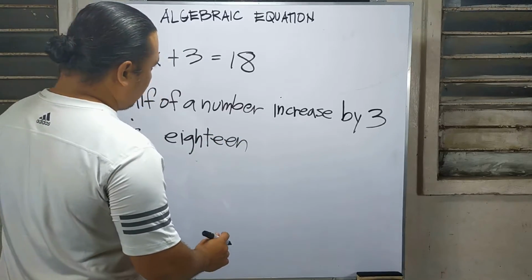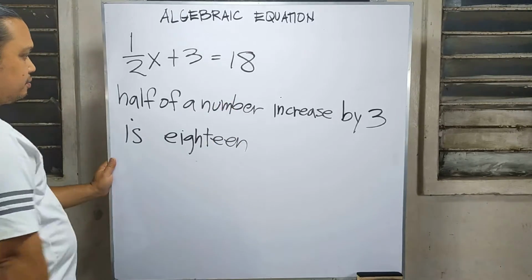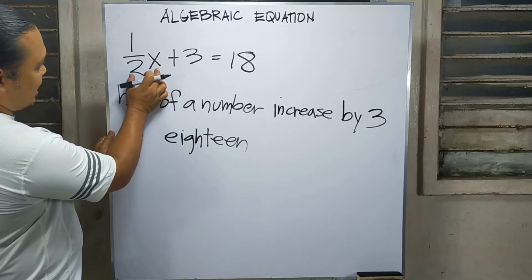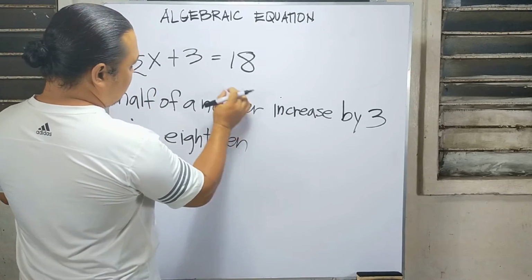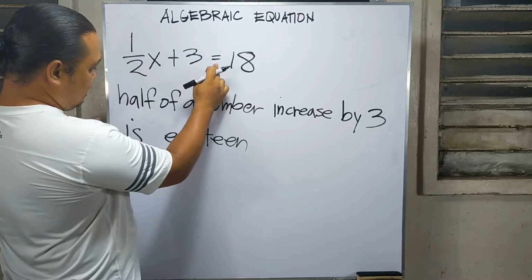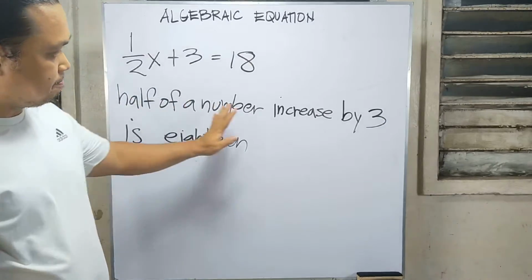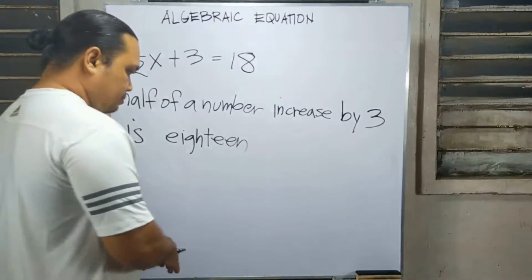So therefore, the word phrase for our algebraic equation here is half of a number, that is 1/2 x, increased by how much? By 3, is equal to 18. Okay, and this will be a word phrase. So let's have some more examples.